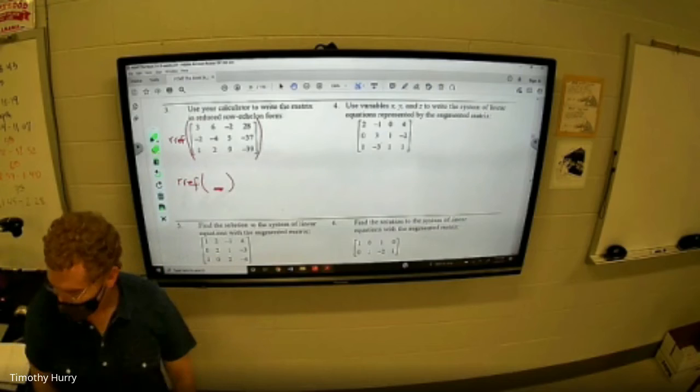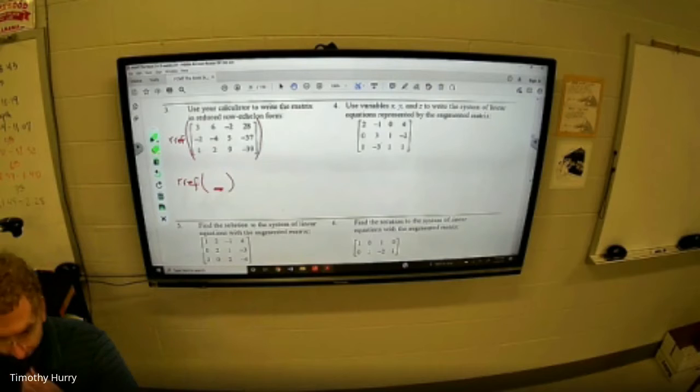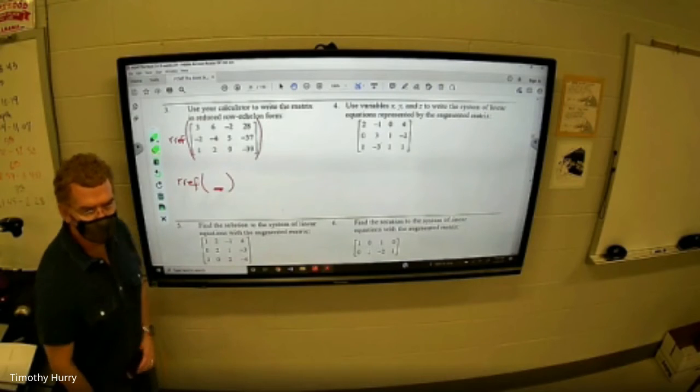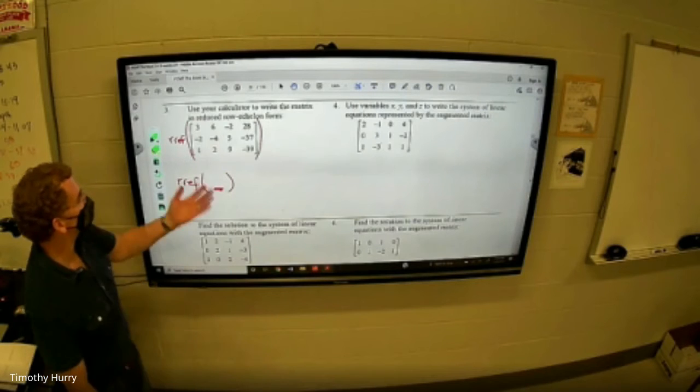So I want 3 rows. So I'm going to leave that as a 3. I'm going to hit tab, and it says columns. I'm going to delete that 3 and put a 4 in, and then hit enter for OK, and it inserts a 3x4. Does everybody see that? Everybody? And now you just fill in the numbers.